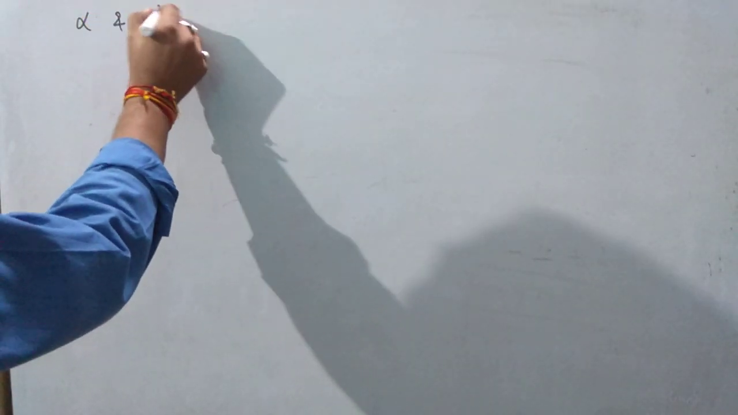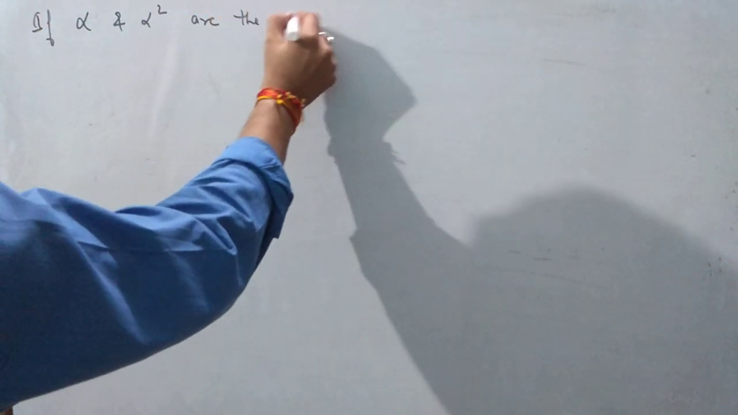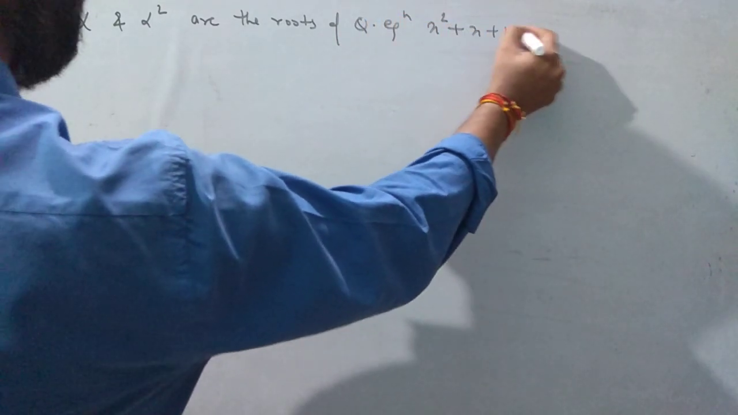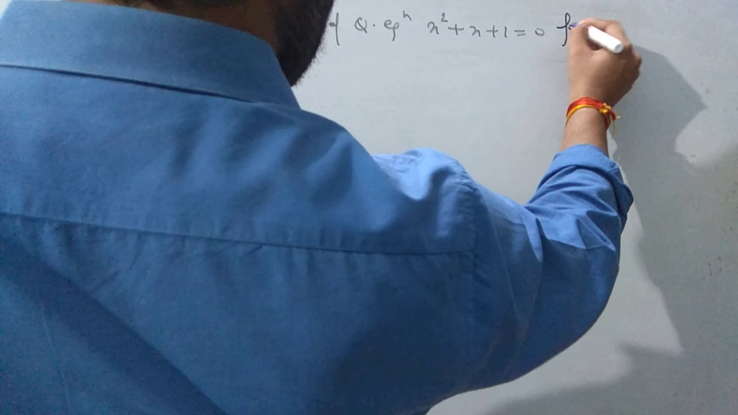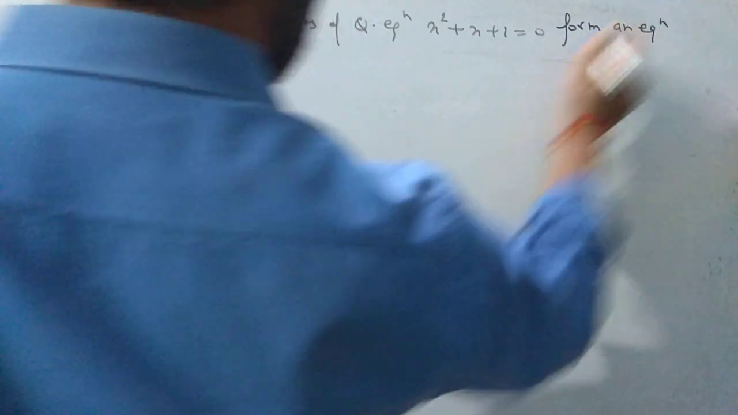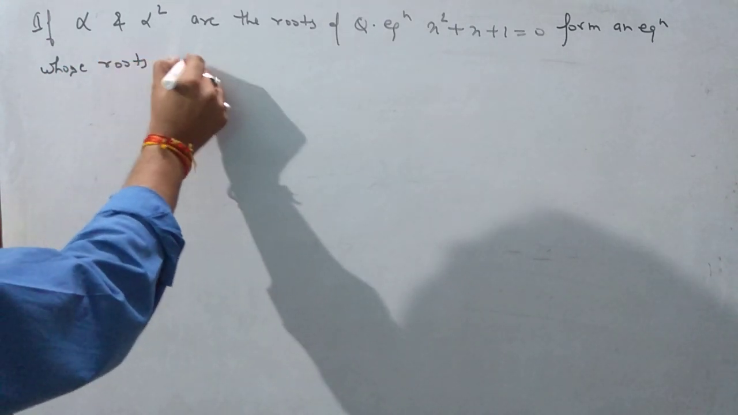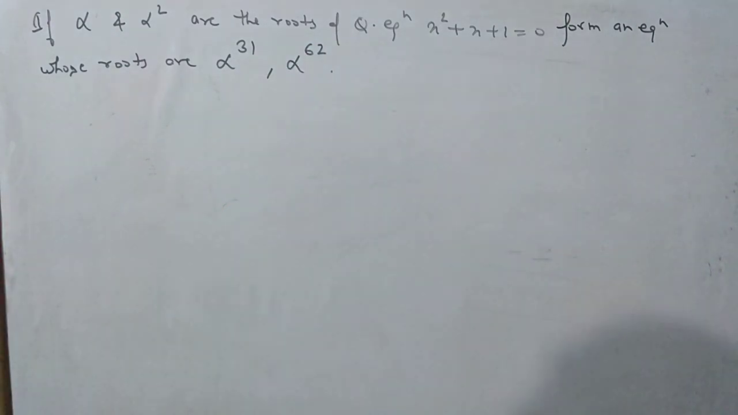The question is saying: if alpha and alpha square are the roots of the quadratic equation x square plus x plus 1 is equal to 0, form an equation whose roots are alpha to the power 31 and alpha to the power 62. We want the equation whose roots are these.